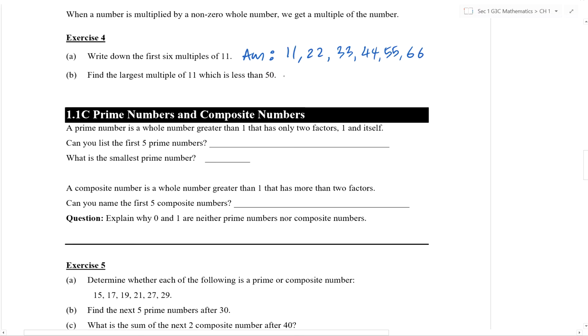Okay, now for part B. Largest multiple of 11, but it must be less than 50. What's the answer? 44. Simple.